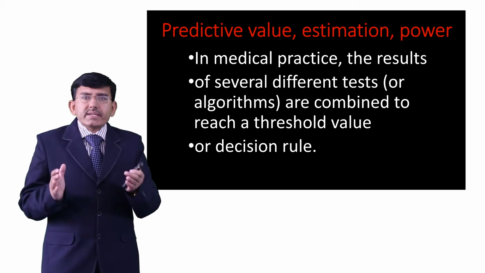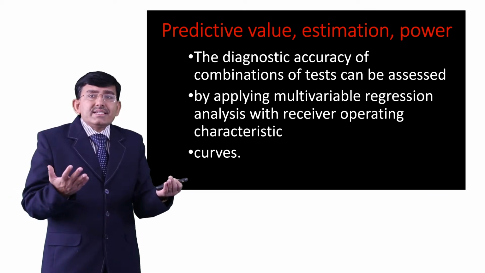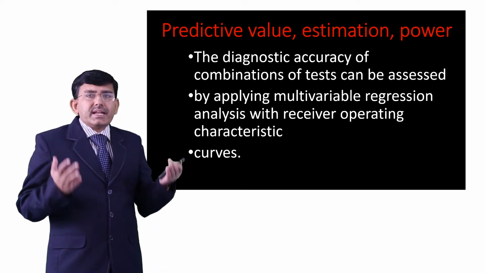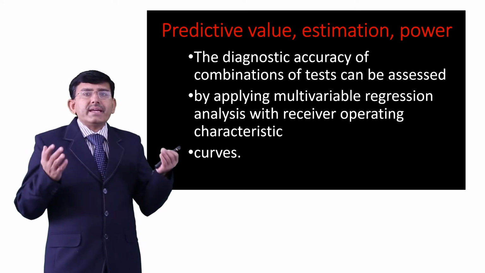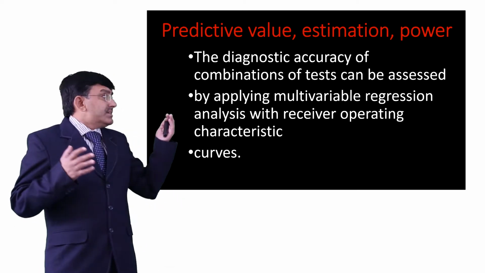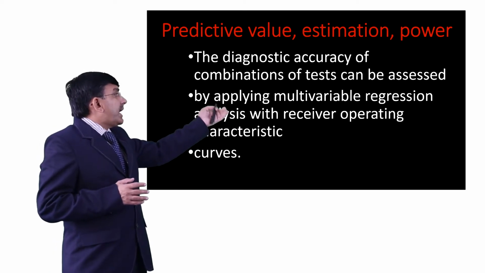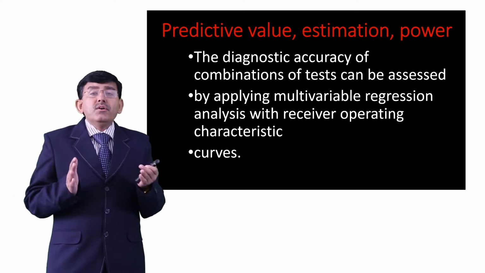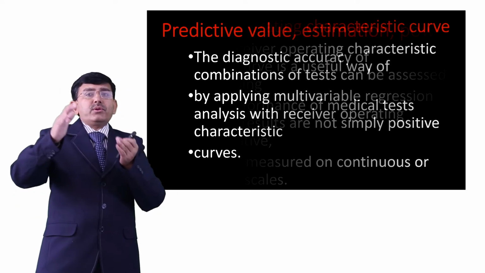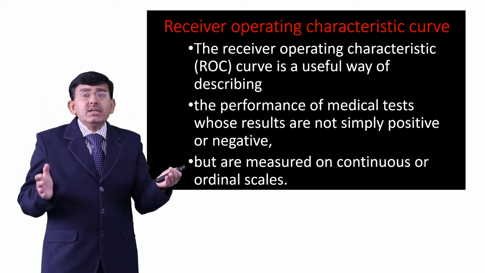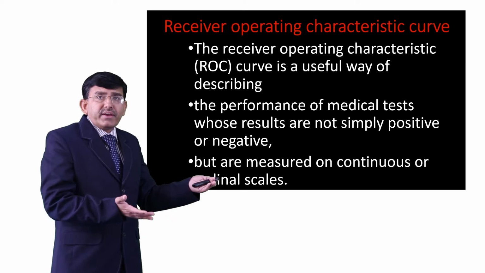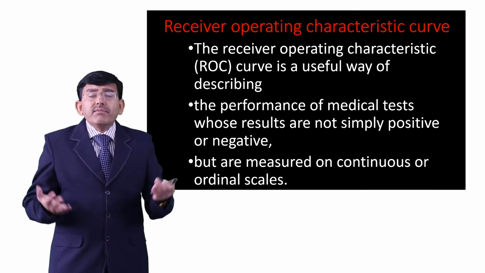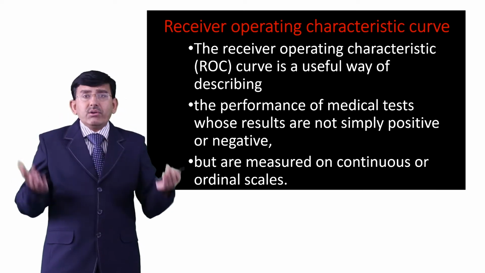The diagnostic accuracy of a combination of tests can be assessed by applying multivariable regression analysis with a receiver operating characteristic curve. Using such an advanced technique, we can check the performance of the mechanism which we have followed from data collection up to grading. If there is variation, we can update or modify and repeat the process. This will iterate until we get the desired higher accuracy.